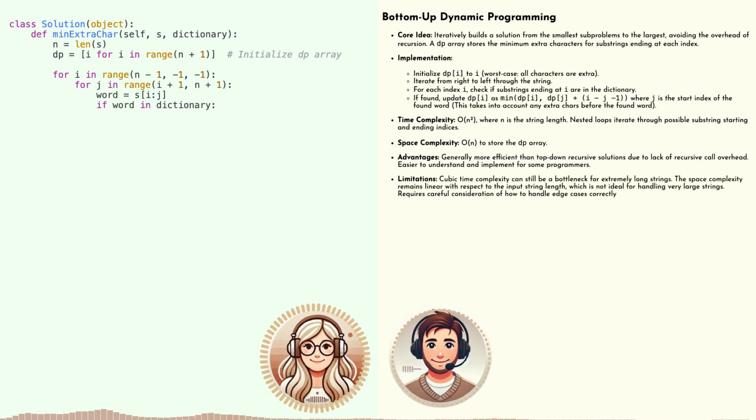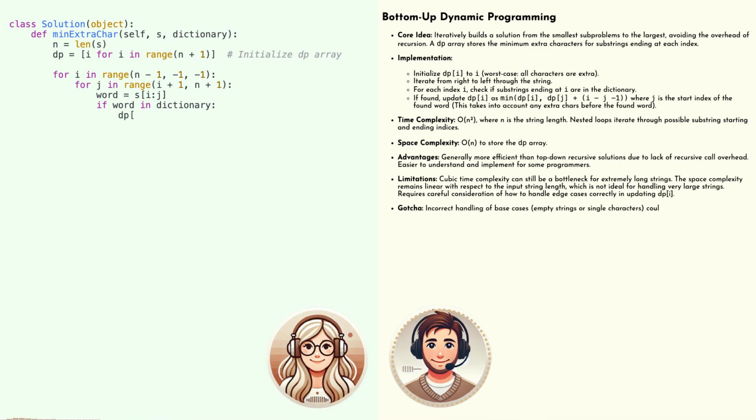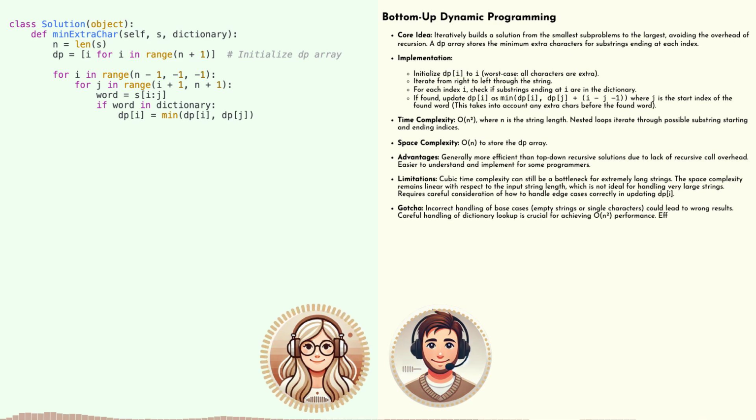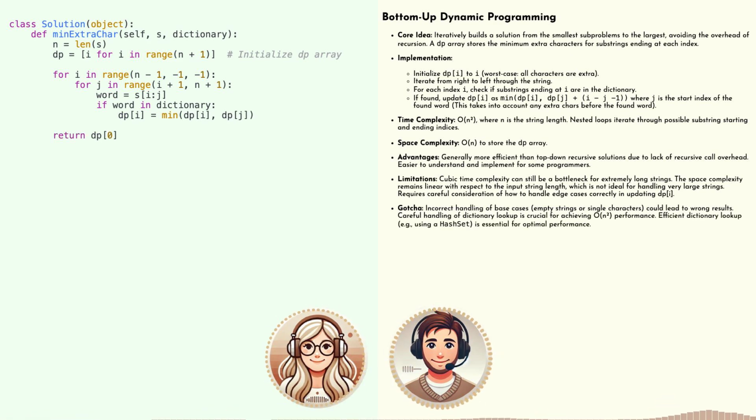So imagine we have an array called minextra, and it stores the minimum extra characters needed to cover the string up to a given index. So each entry is like a position in our string, and the value is how many extra characters we need to make valid words up to that point. You got it.